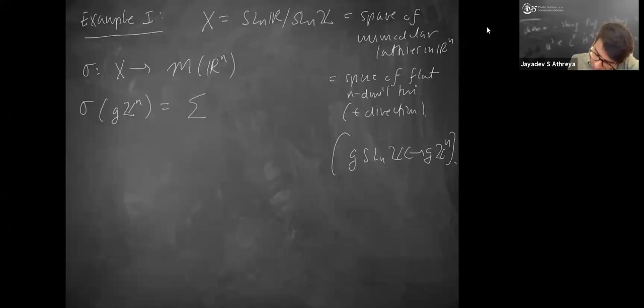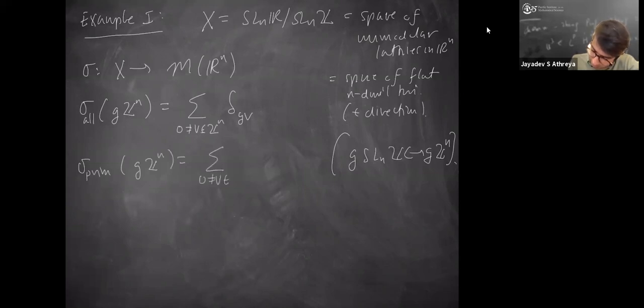Well, you could do this one. You could say summation over all non-zero vectors in Zn delta measure at GV. Or you could also do another one. So this is maybe sigma. I could call this sigma all. And then we could do sigma prim of GZN would be summation over V in Zn prim. 0 is not a primitive vector. V in Zn prim delta GV.